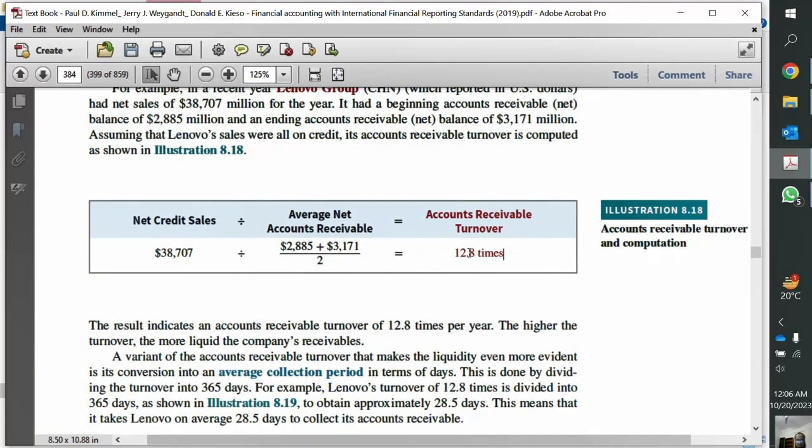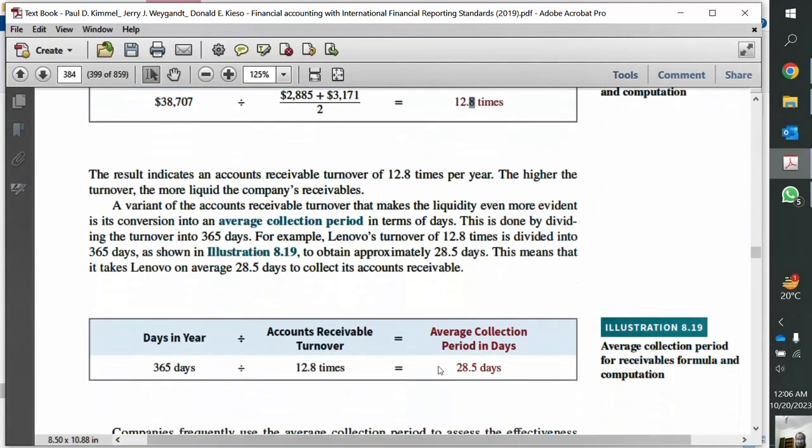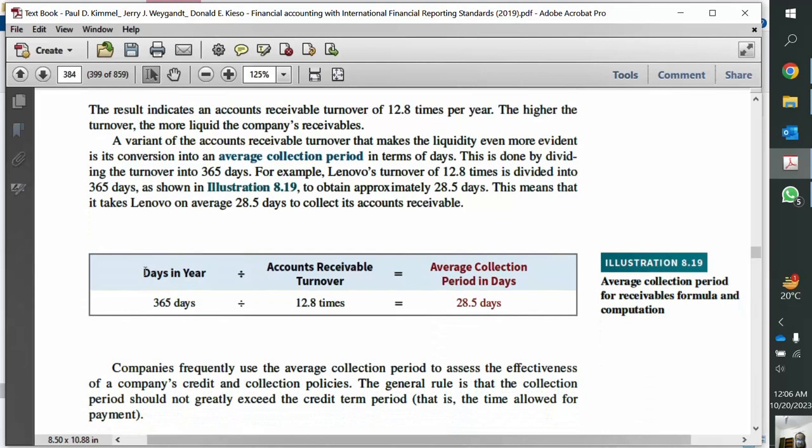Now let's say it's 12, right? Assume it's 12, not 12.8. Now if receivables are collected 12 times a year, it means for how many days the receivable on average is collected. So there are 12 months. So it means every month we are collecting our receivables. So this is known as the receivable days. So what is the formula of receivable days? It is the days in a year, which is say 360 or 365, divided by the account receivable turnover.